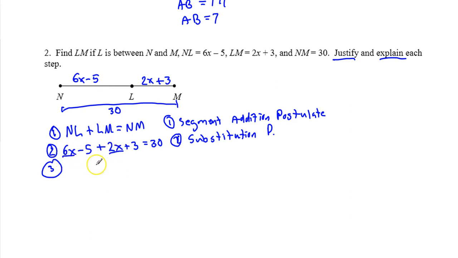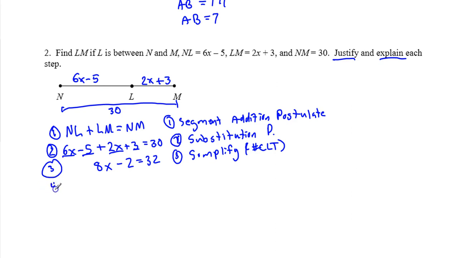We have 6x and 2x, so that's 8x. Then we've got negative 5 plus 3 would be minus 2 equals 32. That step is simplified. We're only doing it on one side. Sometimes I like to write hashtag CLT, combine like terms. That's always trending on Instagram.